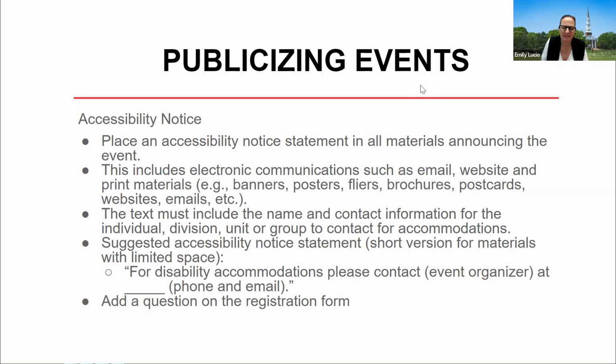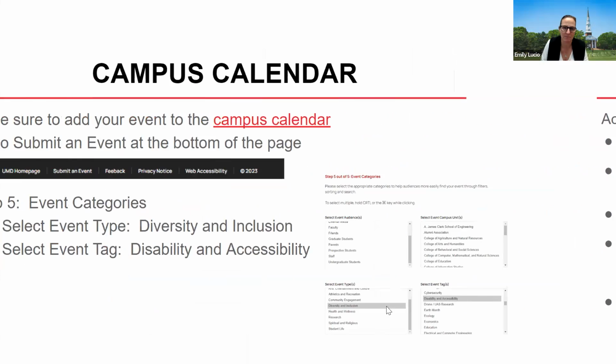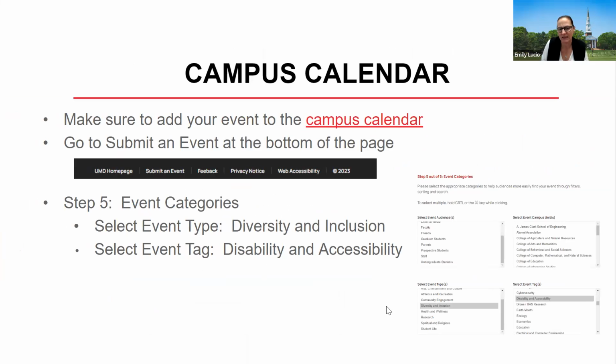So one of the things I suggest when you're planning an event is to sit down and look at your budget and make sure you're budgeting for interpreters and any other costs you may have related to this. And I'm always happy to meet with departments as they're planning an event to talk through their budget and accommodations.